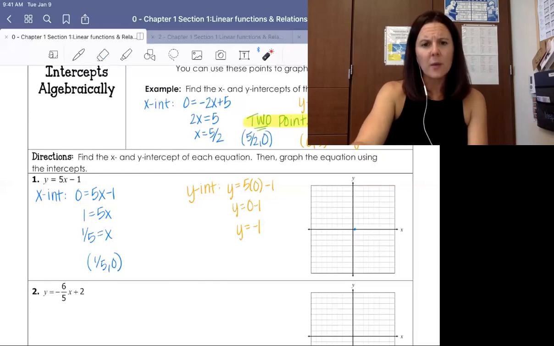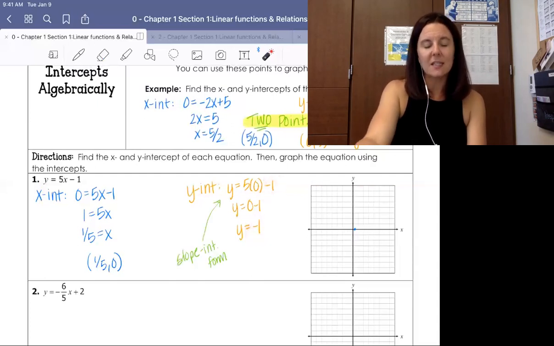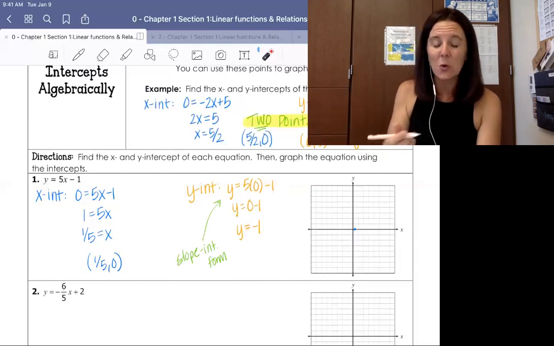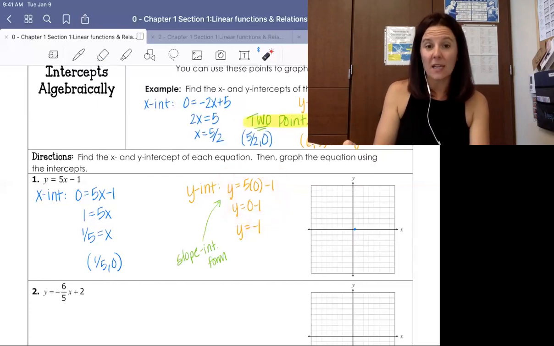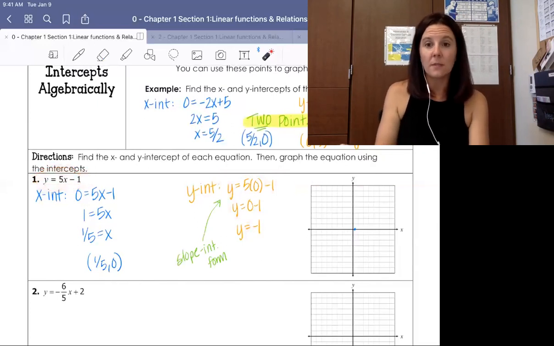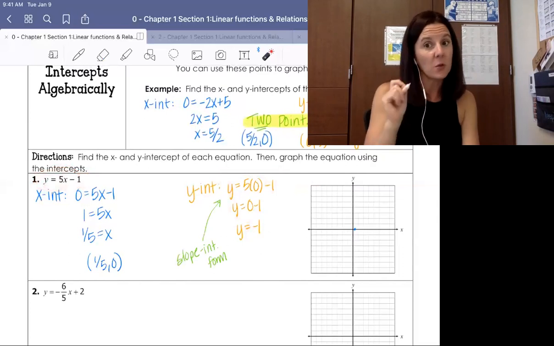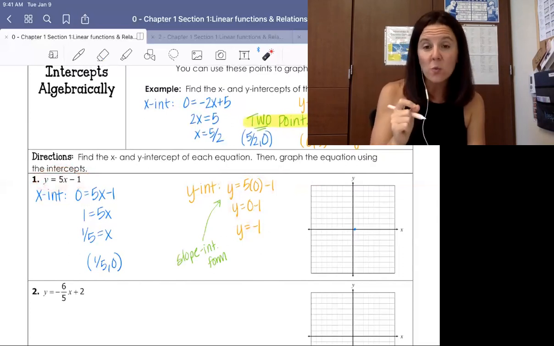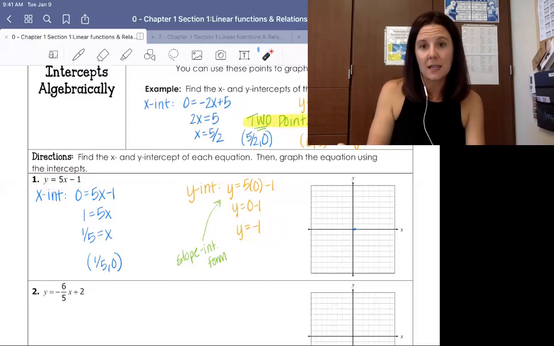Now, you might be looking at that and thinking -1, -1. And the reason why it comes up like that is because this equation was in slope-intercept form. So we really didn't need to go through these steps right here to get the y-intercept, because this equation was in slope-intercept form. So it's telling us the y-intercept from the very beginning.